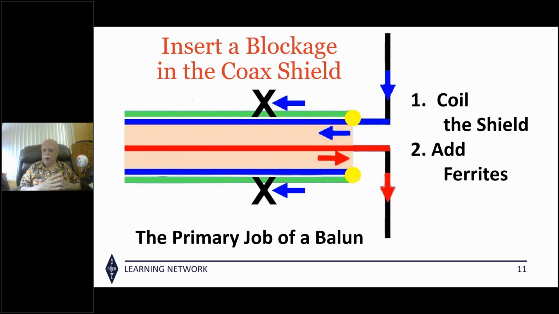You can make a coil of the shield, wind it up in a coil. That's the ugly Balun. Or you can use ferrite cores or chokes on the outside shield. Both of those will stop the current from flowing down the outside of the shield. In other words, it will keep the unbalanced 3-wire coax, turn it back into a balanced 2-wire coax, where the action is all occurring inside the coax, which is what we want. That's the primary job of the Balun, to choke off that outside shield current. You can see why I like this term.